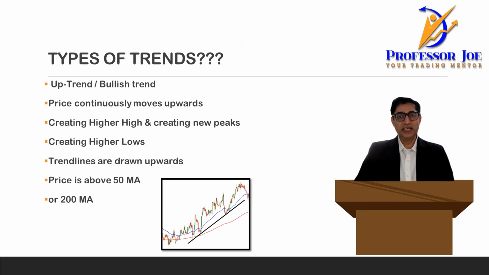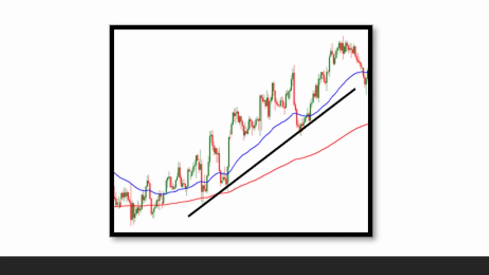Now let us see what is the first type of trend. The first type of trend is an upward trend. Let us see how it looks like. Now, in an upward trend, the price is continuously moving upwards. Like you can see in the charts, the price is constantly moving up.